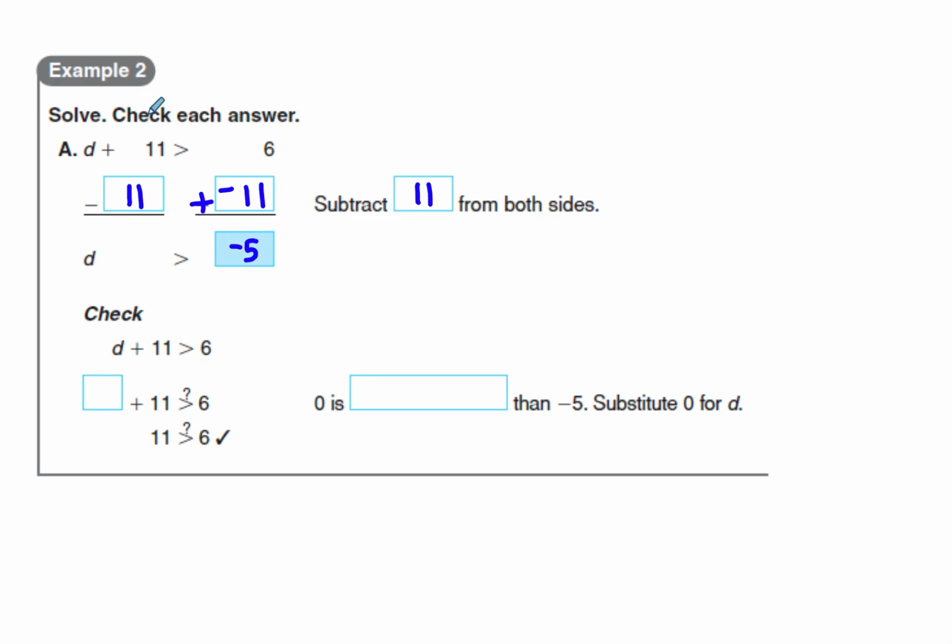Now, this particular one asked us to check, which is what we did in 4.1, where we saw if something is a solution. If you want to check, you can pick a number that's greater than negative 5 and see if it's a solution. So I know 0 is greater than negative 5. I could put 0 in and see if that's true. 0 plus 11 is 11, and 11 is greater than 6. So I picked 0 because 0 is greater than negative 5, and it's easy to add with 0.